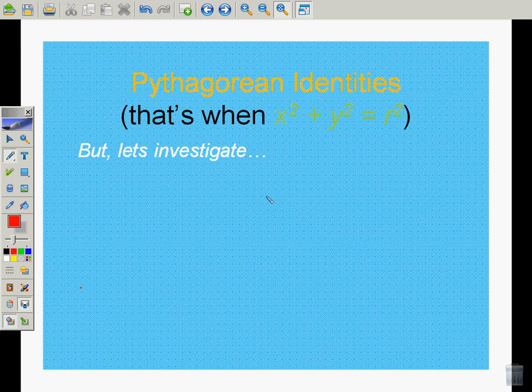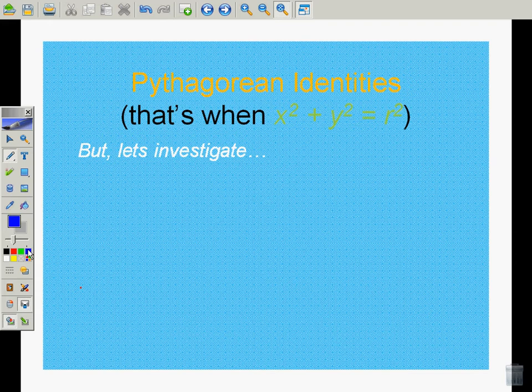Okay, the next part of this is the more complex of the trig identities, and we're going to talk about some Pythagorean identities. And once again, these are things that need to be memorized, committed to memory, but we're going to have some exposure to them that's going to allow us to make sense of what they actually mean instead of just rote memorizing. So let's investigate.